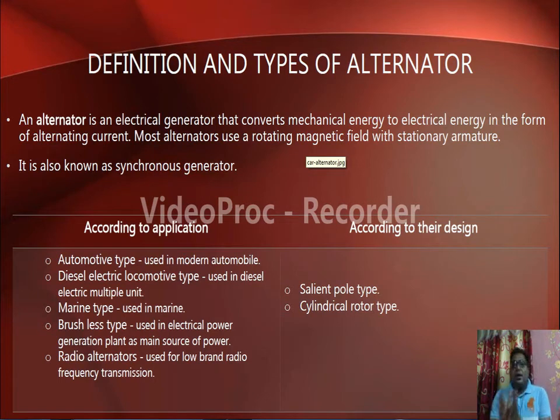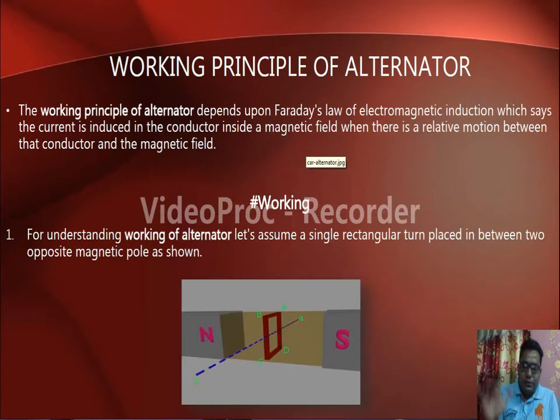Now coming to the construction part. As per construction, the alternator can be of two types: salient pole and cylindrical pole. So what is salient pole, and what is cylindrical pole? Those are different applications. One by one, today we are going to see what those are. Okay, so first, coming to the working principle of alternator.